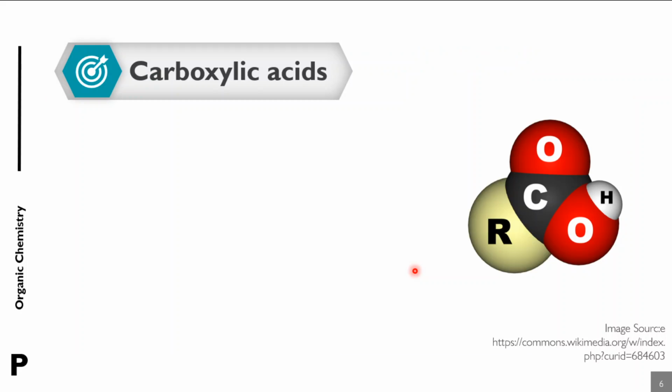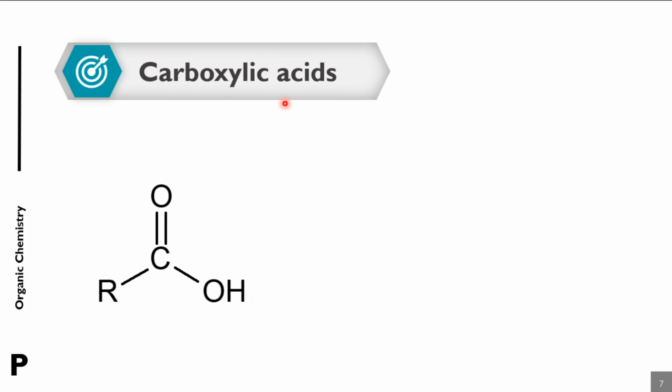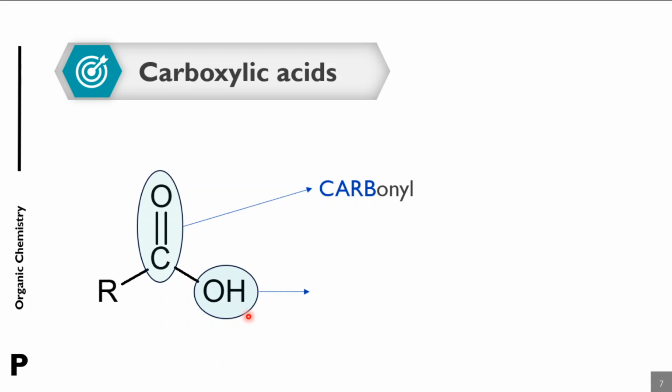Let's see carboxylic acids. Any organic compound which contains a carboxyl functional group, that is COOH, is called a carboxylic acid. So C double bond OH. We can say that if the carbonyl functional group is bonded to an alkyl and a hydroxyl group, then it is called a carboxylic acid, as it contains the carbonyl functional group and the hydroxyl functional group.